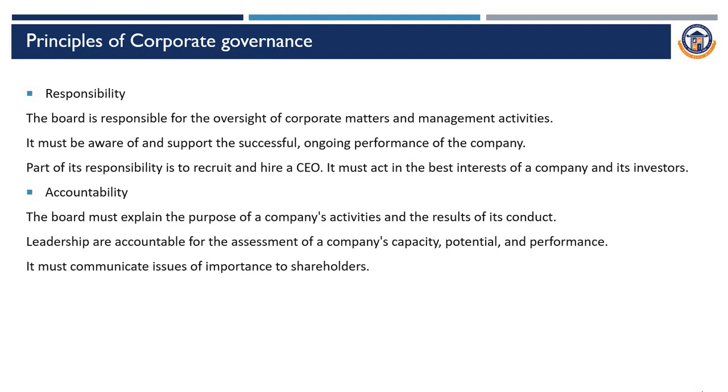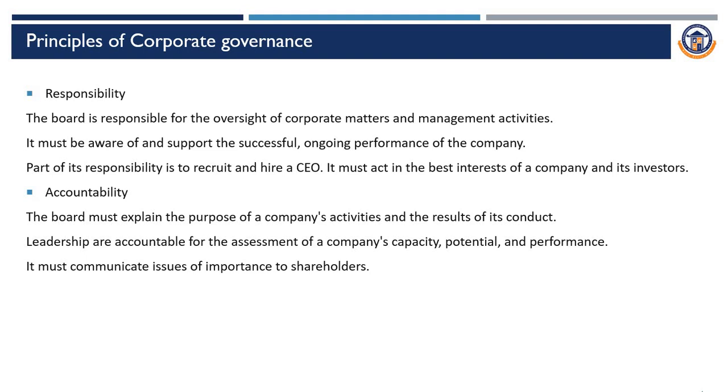Next one is responsibility. That is, the board is responsible for oversight of corporate matters and management activities. It must be aware of and support the successful ongoing performance of the company. So it should take the responsibility for the successfulness and also ongoing performance of a company. Part of its responsibility is to recruit and hire a CEO. It must act in the best interest of the company and its investors. So shareholders' wealth maximization can be one of the main important objectives of the company. So the board and CEO should act accordingly.